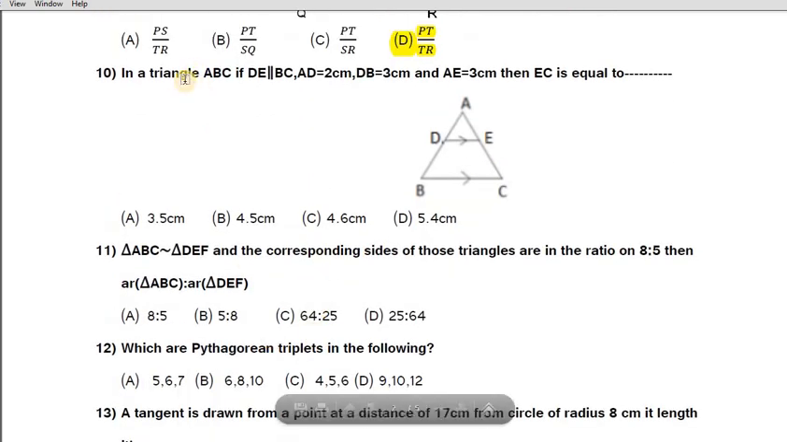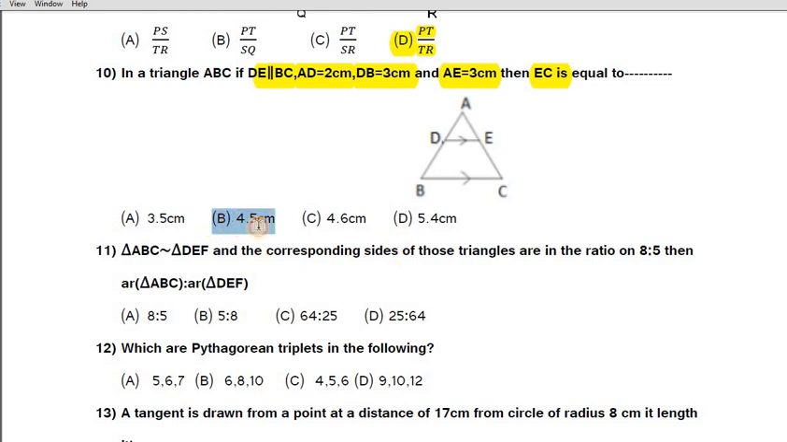Question number 10. In triangle ABC, if DE is parallel to BC, again the BPT concept, children. AD equals 2 cm, BD equals 3 cm and AE equals 3 cm, then EC is equal to, given options are 3.5 cm, 4.5 cm, 4.6 cm, 5.4 cm. So here DE is parallel to BC, directly use the BPT concept, children. AD by DB equals AE by EC, substitute the values and simplify, you will get the answer, that is 4.5 cm. So for this question, option B is right.